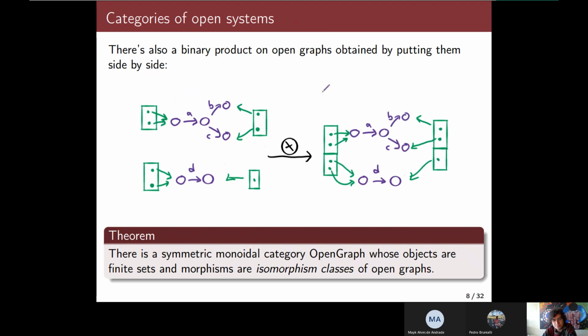There is also a binary product on open graphs that is obtained just by putting them side by side. So if you have this open graph here with these two markings here and so on, we can tensor these two open graphs by putting the graphs side by side. And so this will be a tensor product of open graphs. If you have two elements here, and two here, we have 4 elements here. Just put them side by side, take the disjoint union over here, and so the disjoint union of the graphs, and so on. This is like a coproduct, a tensor product.